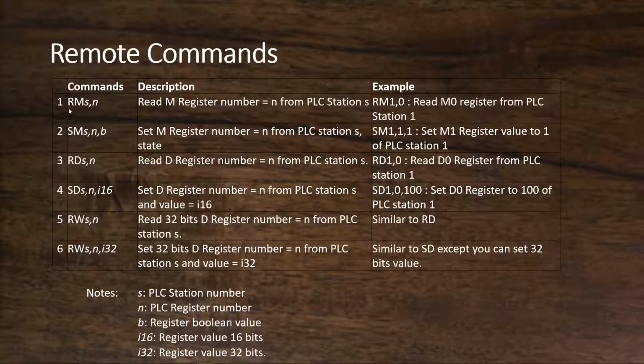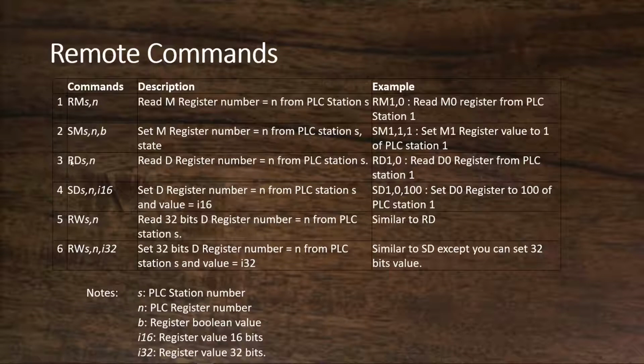The first command RM is the command to read the M register. The command starts with RM followed by the PLC station number, then the register number. The ESP32 will query the M register from the PLC and respond back with the value of the corresponding M register. 1 is on and 0 is off. The second command SM is the command to set the M register. The command starts with SM, followed by the PLC station number, followed by the register number, and last is the state of the M register that you want to set. 1 is for on state and 0 is for off state.